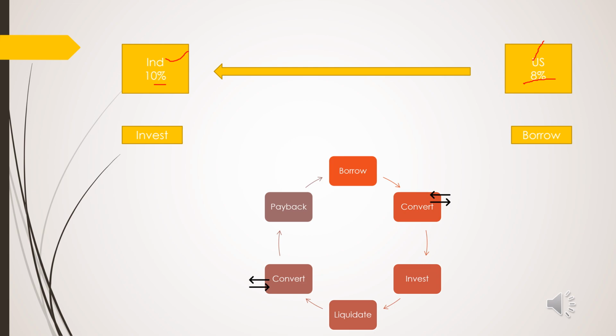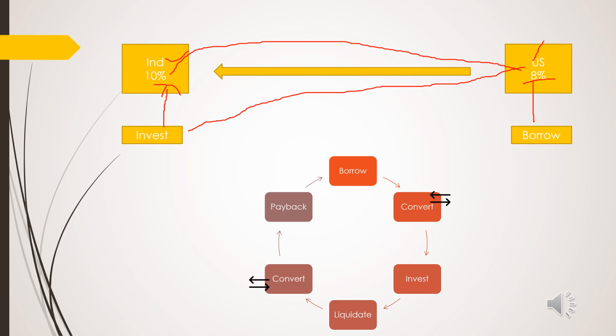Thus, if there is no currency difference, it means that a person in the US can borrow at 8% and invest the same amount in India and earn 10%. Thus, he can make a 2% interest rate differential. He can earn 2% interest from this arbitrage scenario. But when we think about the difference in currency, he needs to convert the currencies, right? So when we bring that into the equation, the whole thing changes.